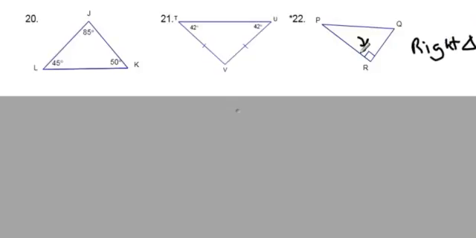Then, if you notice, none of the sides are marked congruent to each other. So a triangle with no sides congruent is a scalene triangle.